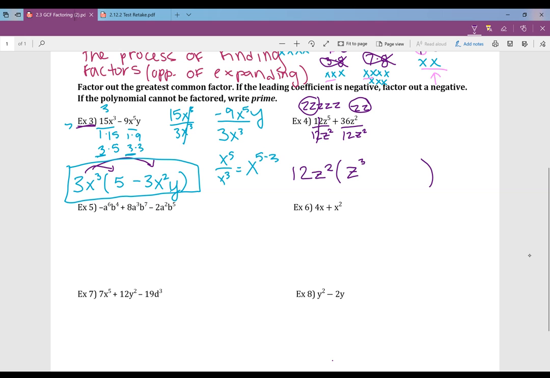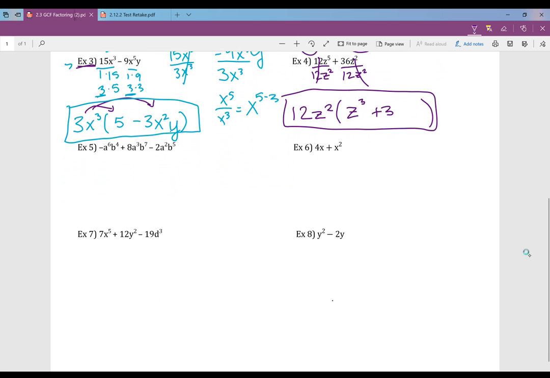And the next part, 36 divided by 12, well, that's going to be 3. And then z squared divided by z squared, that's going to cancel out to be 1. So we just get z cubed plus 3. And that's our factored form of example number 4. And again, if you were to multiply this back out, you would get what you started with.